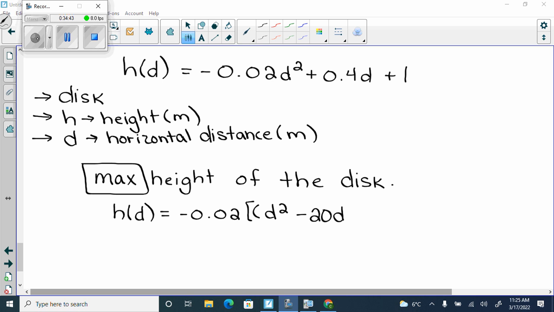So we have negative 20 divided by 2 squared.